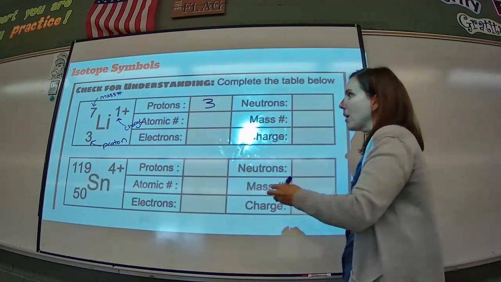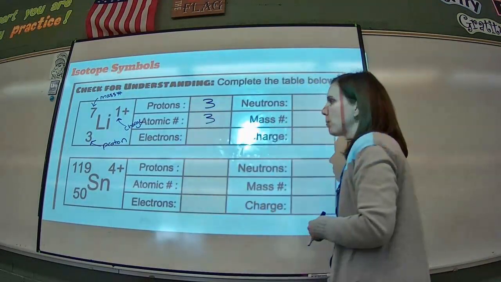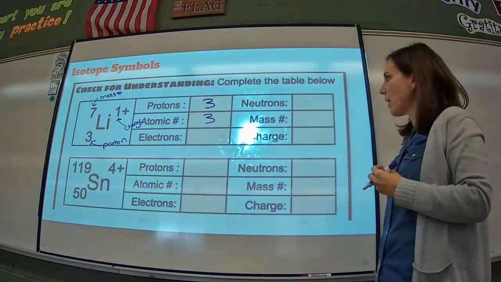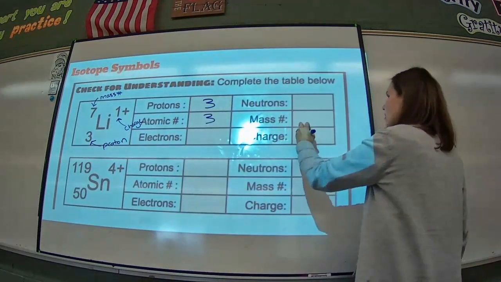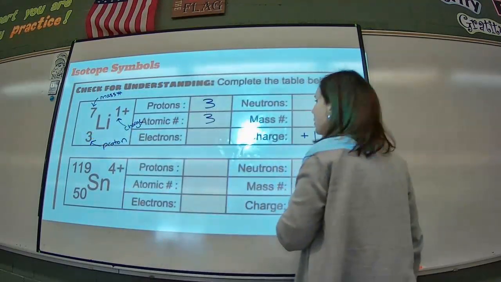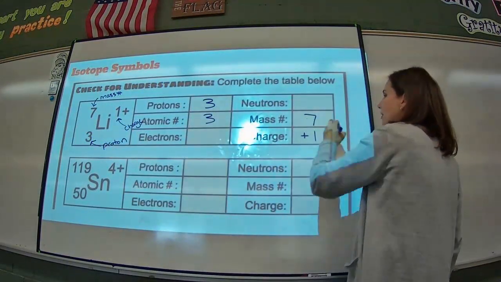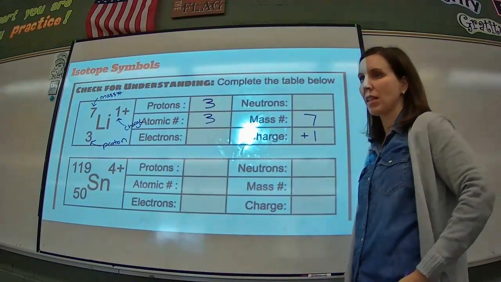Atomic number and protons are always the same. So we've got an atomic number of 3 if we have 3 protons. And then the charge, it tells us pretty plainly that the charge is positive 1, plus 1. Mass number is this top number up here. So the mass number for this is 7. Electrons and neutrons, we're going to have to do some calculations to get there.